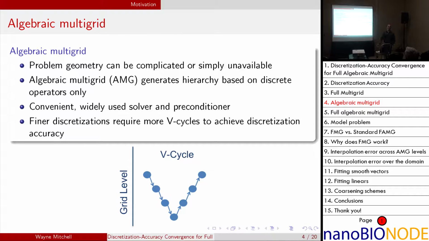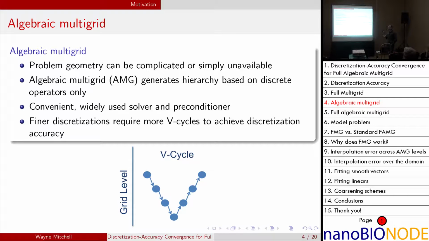So what if you don't have a geometric hierarchy? As you know, the problem geometry can get real complicated in some cases, or sometimes it's simply unavailable. Somebody just hands you a matrix and says, go off and solve this for me. So what do we do in such a case? We use algebraic multigrid. AMG generates a multigrid hierarchy based only on the discrete operators. So we don't care about problem geometry for AMG. That makes AMG very convenient, makes it a widely used solver and preconditioner.